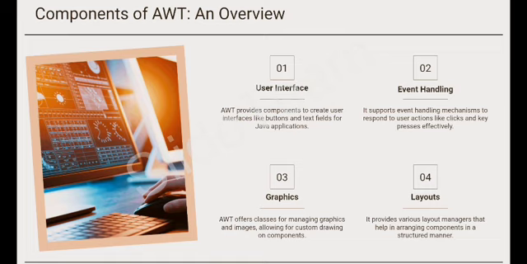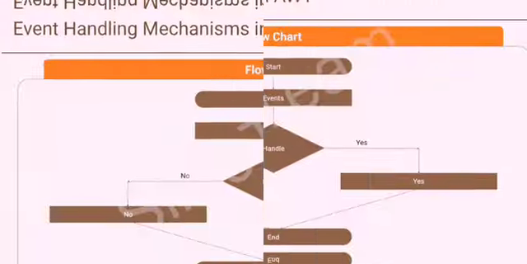Event handling support. The Java event model enables dynamic response to user inputs such as clicks or key presses, fostering interactive application development. Graphics and imaging. Specialized classes allow for sophisticated drawing, image management, and custom graphical displays on components. Layout managers. AWT's variety of layout managers helps structure and organize UI components efficiently, ensuring aesthetically pleasing and functional design.